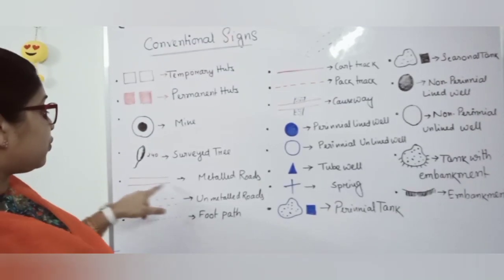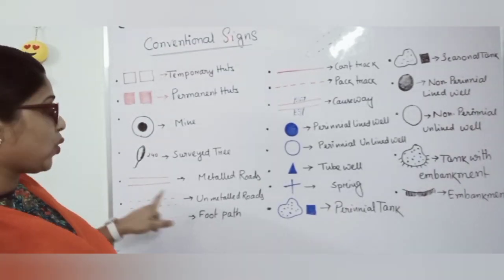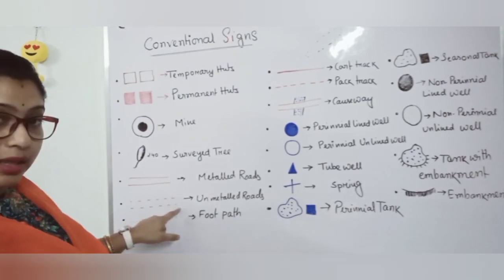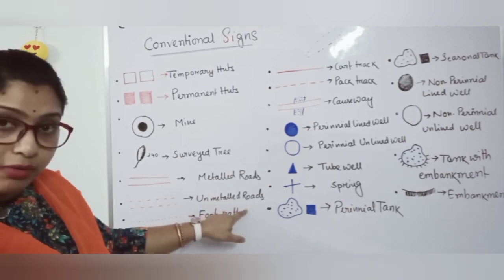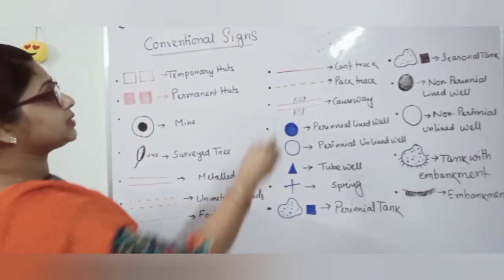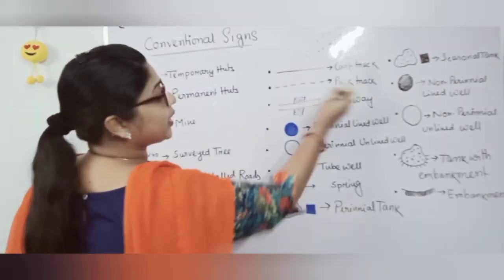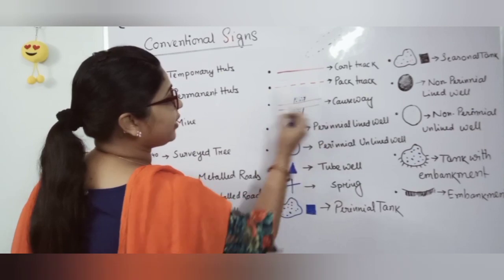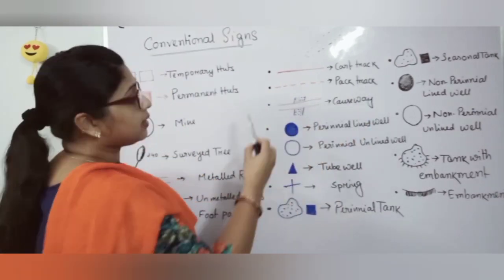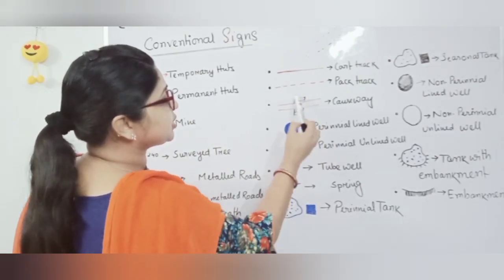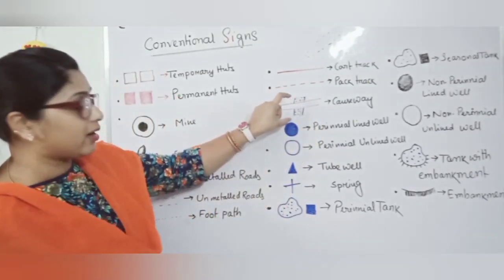Next, the two red lines, it is showing metalled road. Then here the line is broken, that red broken line is unmetalled road. Next, dot dot, it is showing footpath. Next, here a single line, it is showing cart track. Next, the dash dash, the red dash, that is the pack track. Then here basically the road, and within that it is showing the channel.